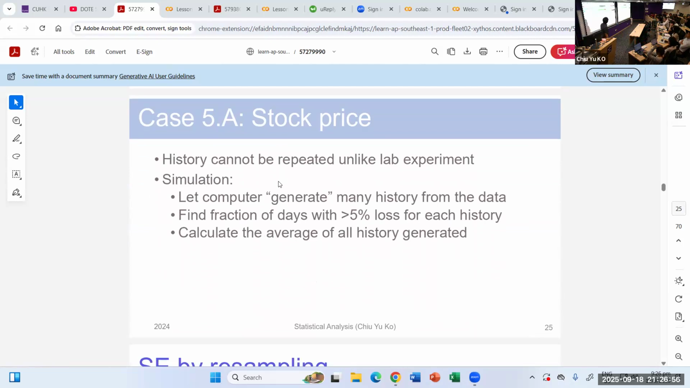One thing we want to do is, we cannot repeat history, because history has been done. But we can ask a computer to generate history based on the data. That's a technical method. We ask the computer to fake the history, create multiple universes, and look at each universe, how many days you have lost more than 5%. Look at those days, and that will be your guess.